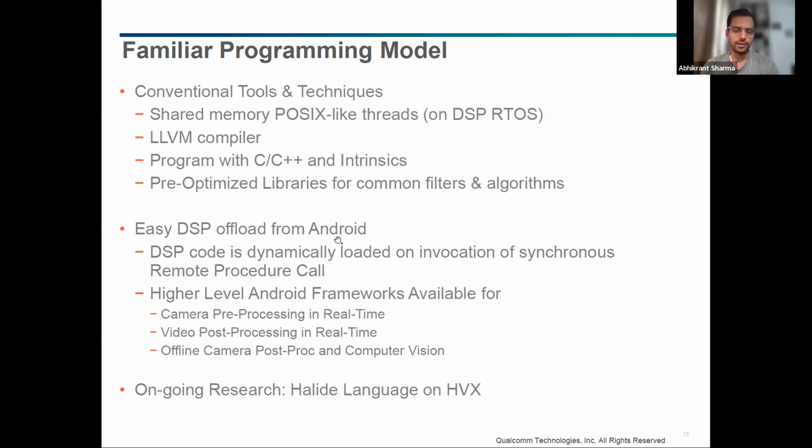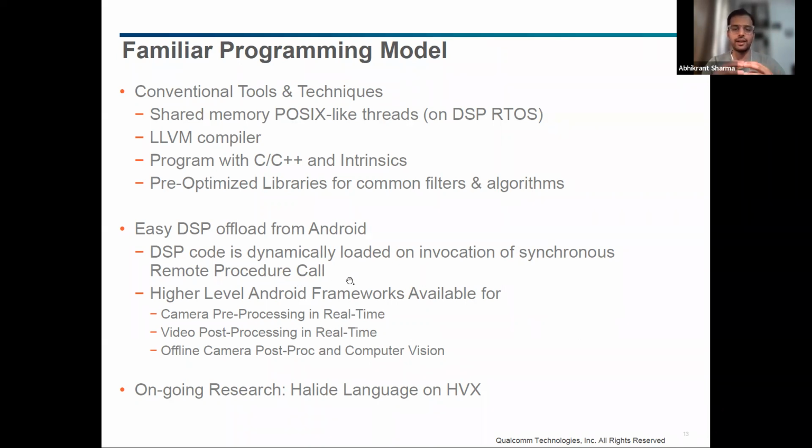Now, if something has to be executed on the DSP, Android needs to inform the DSP that, hey, this is a computer vision application that needs to be executed on the DSP hardware. So it needs to offload that work to the DSP. And this is done through something called remote procedure calls, or RPC, or FastRPC.